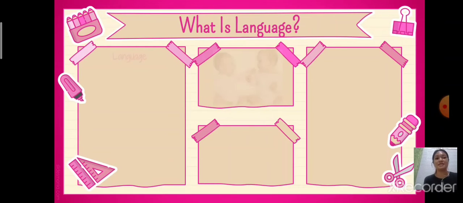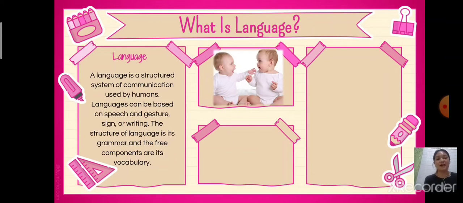So first, what is language? Last meeting, we differentiated language with uppercase letter L and lowercase letter l, but we are going to focus on languages, which is capital letter L. So this is the structured system of communication used by humans. It doesn't matter whether you have the ability to produce sounds or not, like deaf people, but the way people communicate, that is already a language.